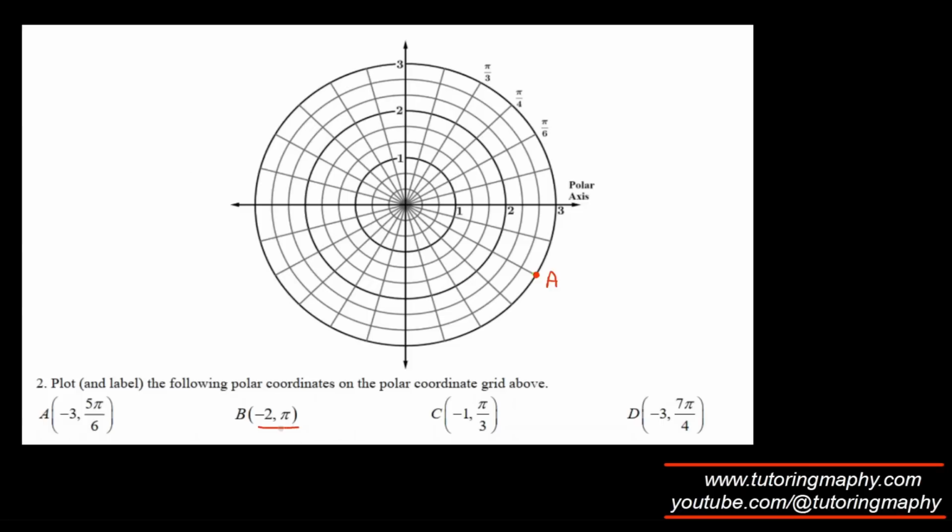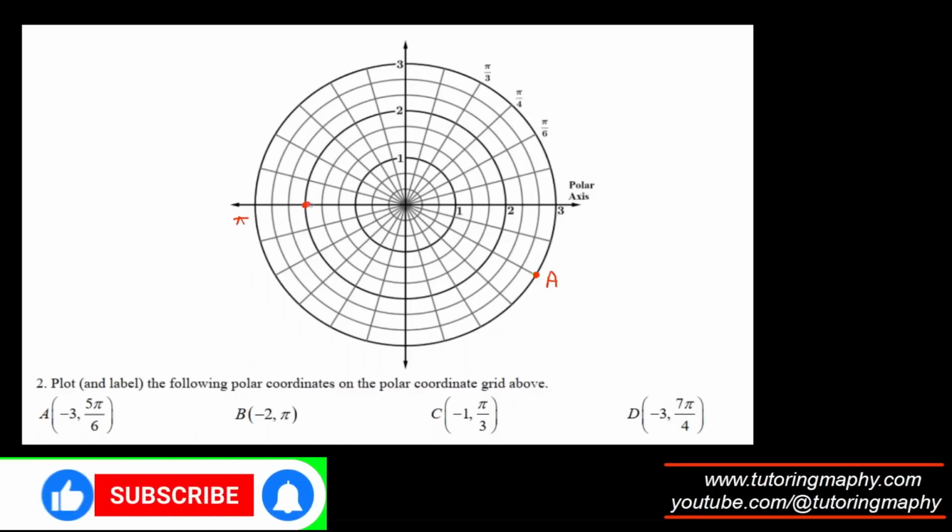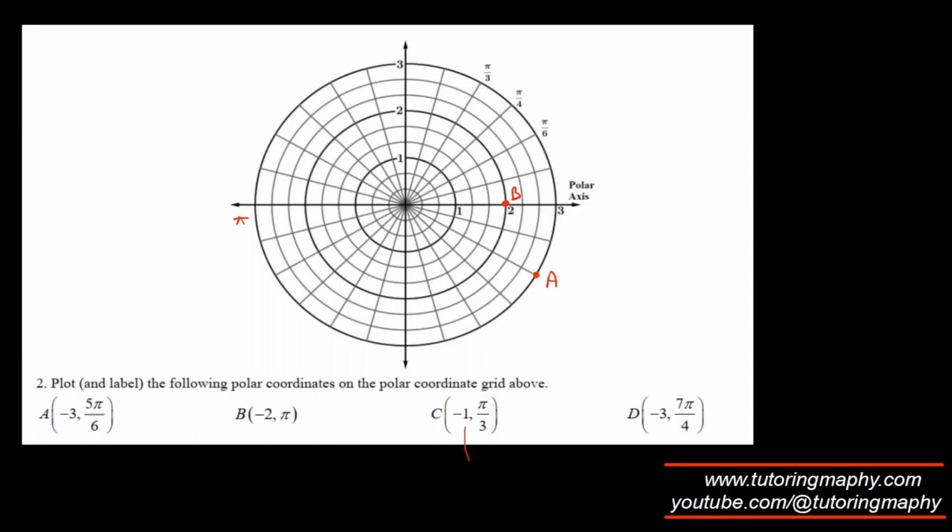Okay, (negative 2, pi). So we'll plot (2, pi). Pi is right here, and 2 is right here. But we need negative 2, so we just go 180 degrees opposite and we will come right here. So this is the point B. Okay, (negative 1, pi over 3). So we plot (1, pi over 3). 1 is here, pi over 3 is right here. But we need negative 1, so we go exactly opposite. Exactly opposite would mean that we are tracing this particular line right here.